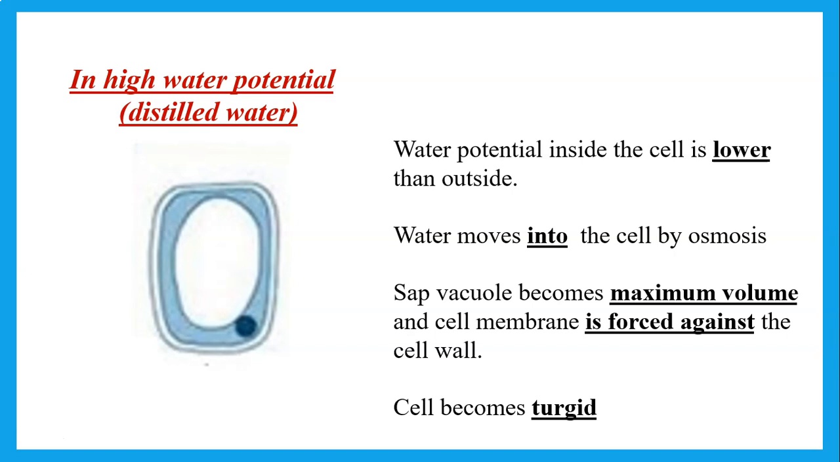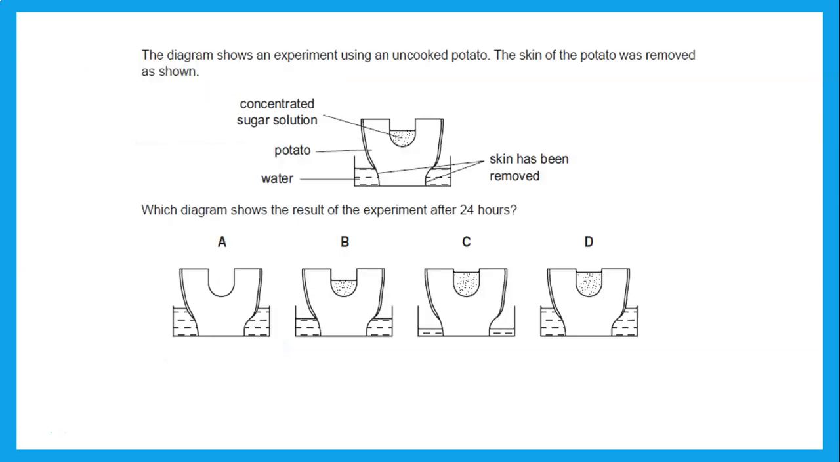Are we following? When we were talking about animal cells, we said the animal cell, if water goes into it, it will continue to swell until it bursts. But the plant cell has a cell wall. So the cell membrane will be forced against the cell wall, and the sap vacuole will have a maximum volume. It cannot become bigger than that. And we say the cell has become turgid.